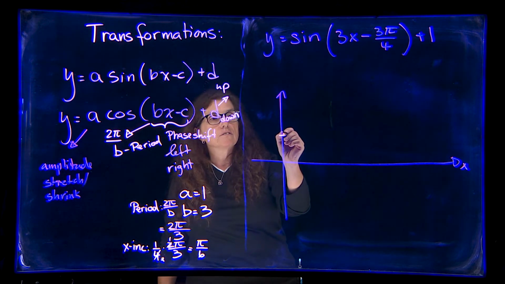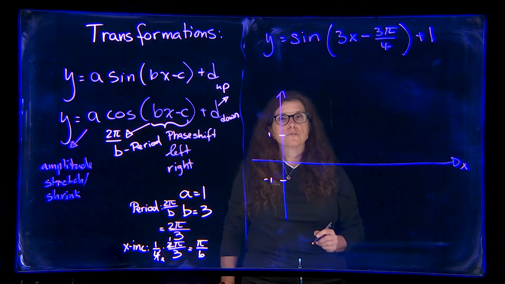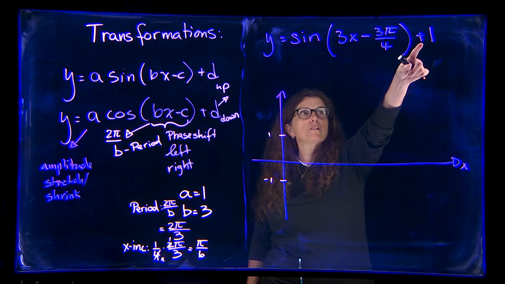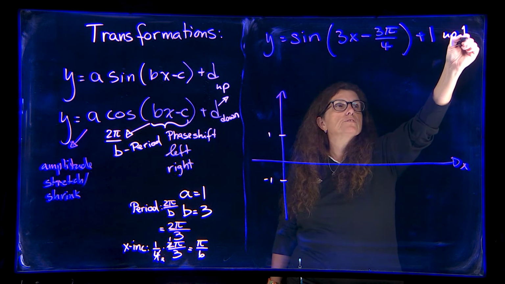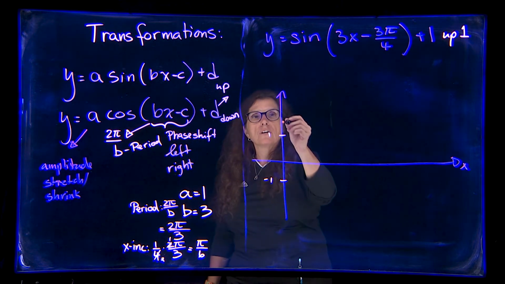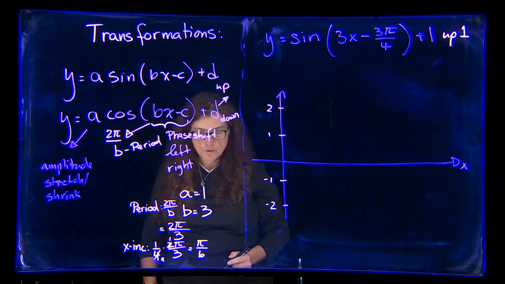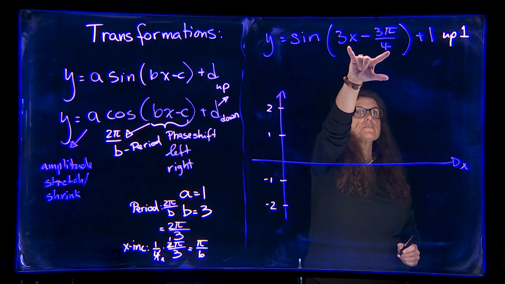We know that our amplitude is 1, but we also have a transformation here. We're going up 1 unit with our y value. So let's put a 2 here as well and a negative 2. Okay, this is a phase shift, the parentheses.